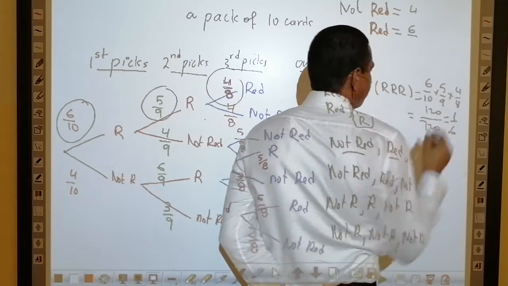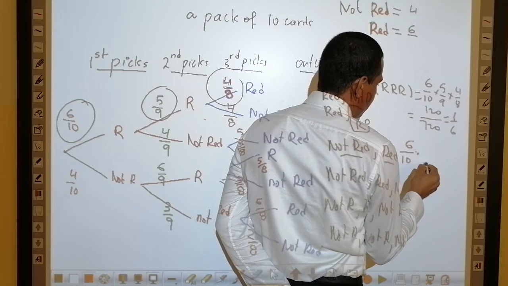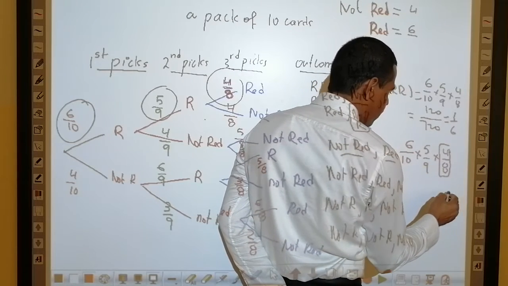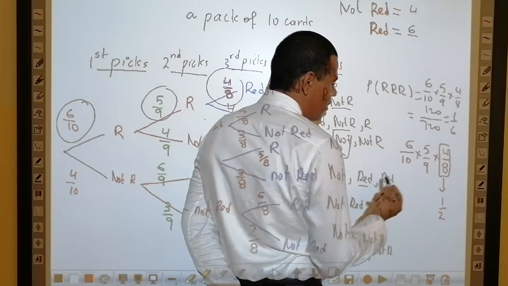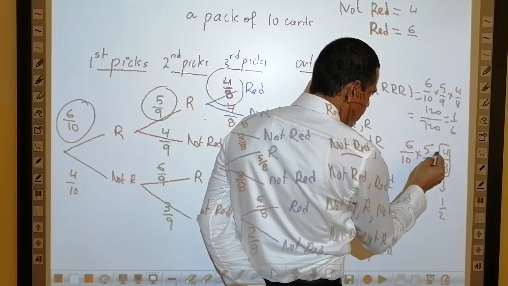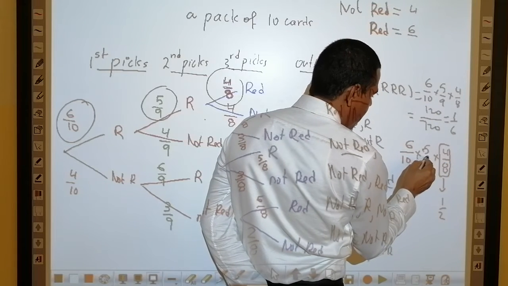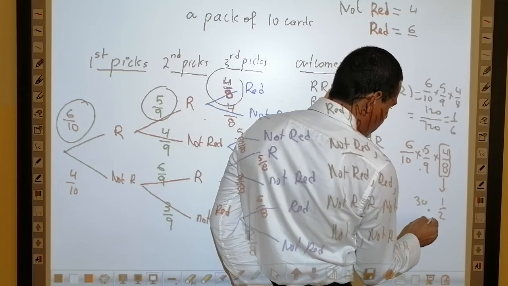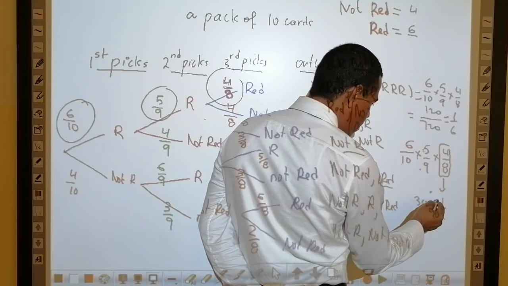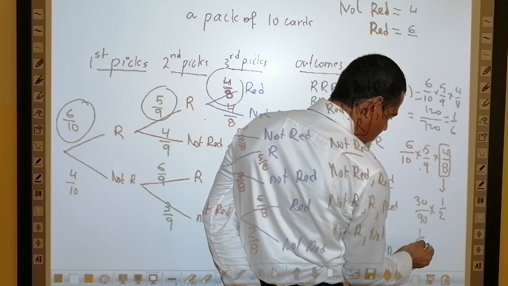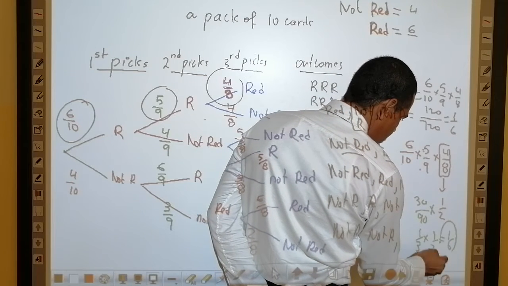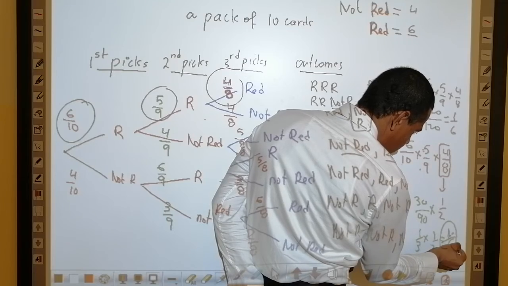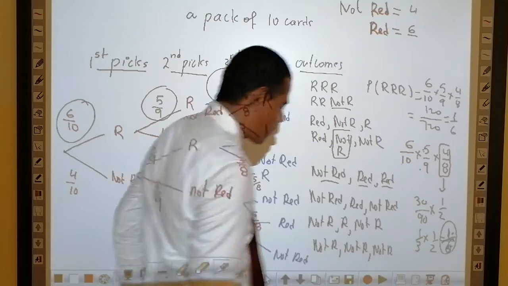Let's check. We have 6 divided by 10, multiplied by 5 divided by 9, multiplied by 4 divided by 8. So this one is 1/2. I will just write here 1/2. Then 6 times 5 is 30, divided by 90. 30 divided by 90 is 1 over 3. Multiply by 1 over 2 gives 1 over 6. So this is the probability of getting 3 reds, 1 over 6. Now we continue.